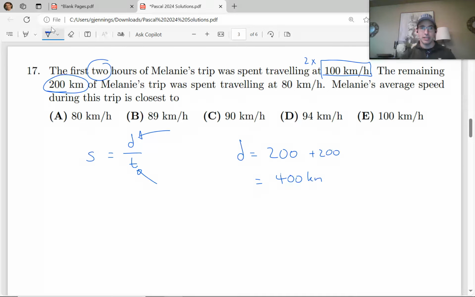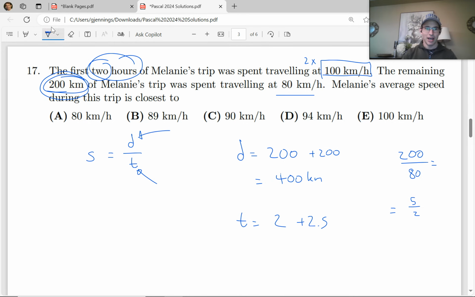Let's see if we can figure out time. Okay, we have time here is equal to 2 hours, 2 plus the next 200 kilometers, she traveled at 80 kilometers an hour. I wonder how long that took her. That took her 200 divided by 80 equals 20 on 8, 10 on 4, 5 on 2, 5 on 2 hours. 2.5. 2 plus 2.5. Okay? So here we have speed is equal to 400 divided by 4.5.